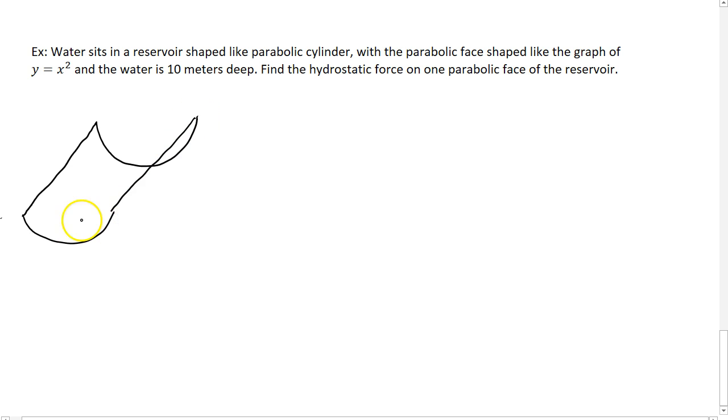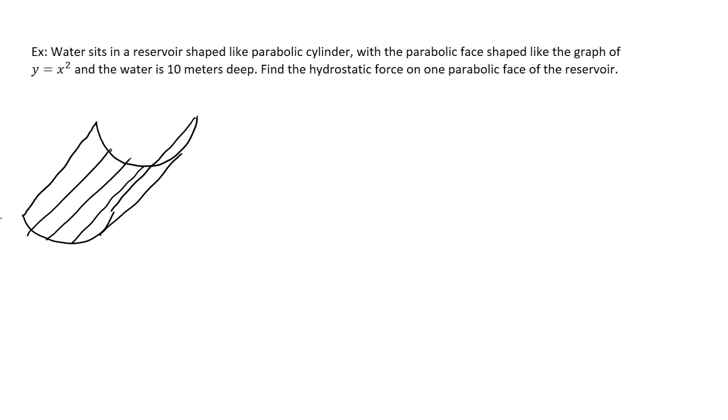Then it goes out like this. Something like that. So these are straight lines. So it's kind of like a sheet of paper folded up into a parabola. And let's say one face is shaped like y equals x squared. So that's telling us how wide the parabola is.